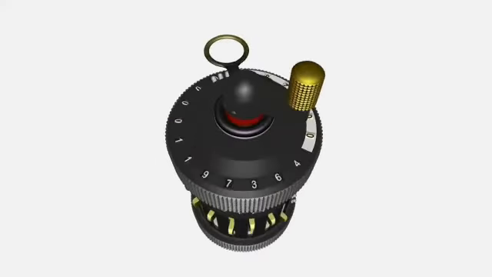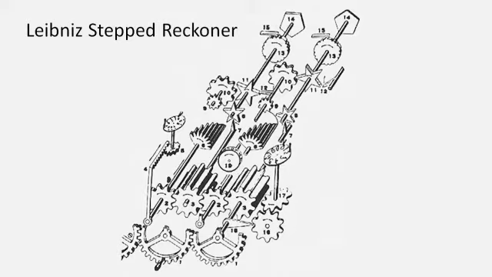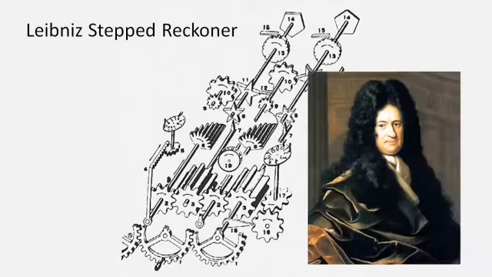Division can be performed by successive subtraction or successive approximation to multiplication. The current design is based on the step-cylinder mechanism invented by mathematician Gottfried Leibniz in the late 1600s.